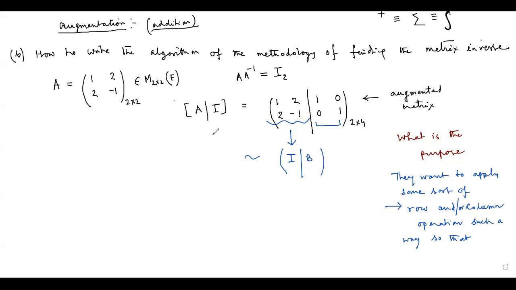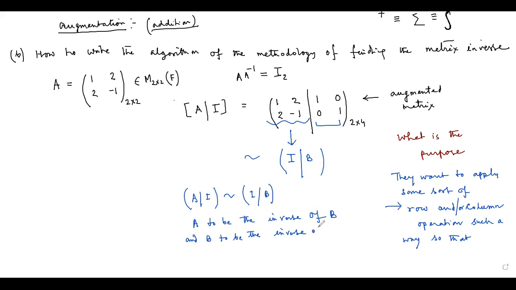If this can be done, if AI is successfully taken into an equivalent form of IB, then we call A to be the inverse of B and B to be the inverse of A. And the row operation and column operation by which this strategy is played, this method, one student has already named it, which is called the rank method.